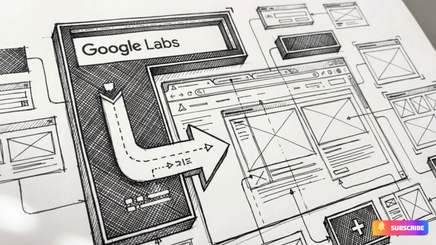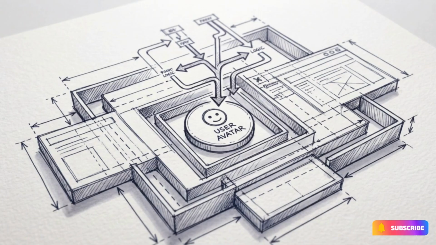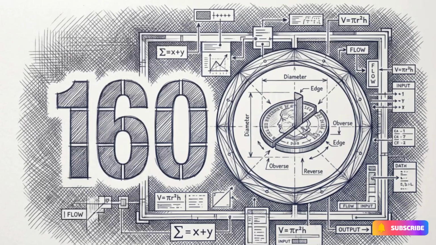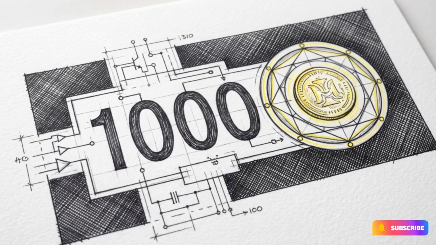Step 1 is getting access. Navigate to the Google Labs portal, launch the Flow interface, and click on your profile dashboard. Look at your AI credit counter. Free users receive a limited monthly allowance, while Pro subscribers have a larger pool of credits to pull from.